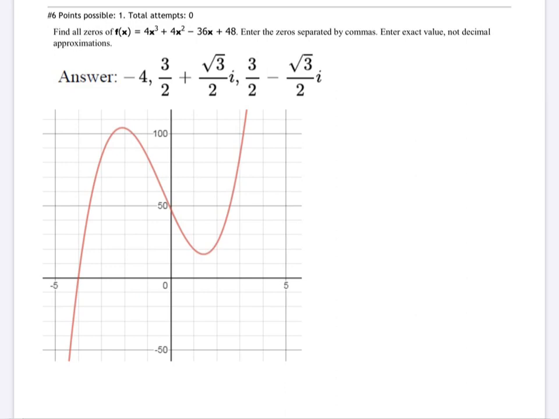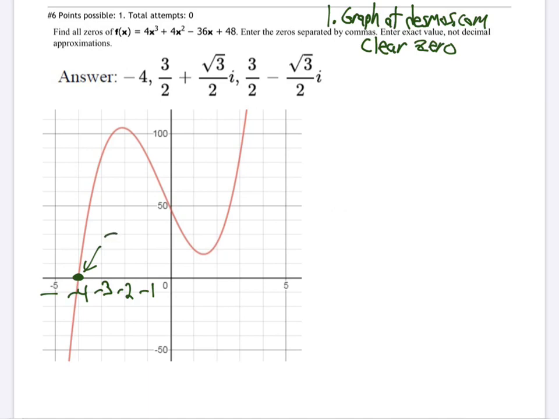So it's the usual. Step number 1 is to graph it at Desmos, at desmos.com, and find a clear 0. What do you see? Well, this is -1, -2, -3, -4, -5. Boom, right there at -4, huh? Clear. That's a clear 0. And in fact, that's the only place that the graph hits 0.